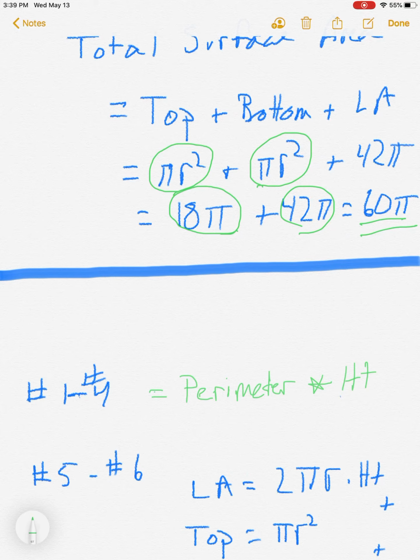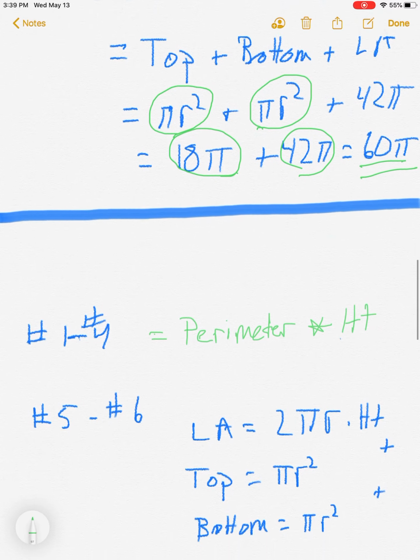Just a side note on number 3, in order to find the perimeter, you would add 8 to 6, but then you're going to have to use the Pythagorean theorem to find out the hypotenuse of that triangle. Then you will be able to add that to the 8 and 6 to get the perimeter, multiply it by 12 to get the lateral area.